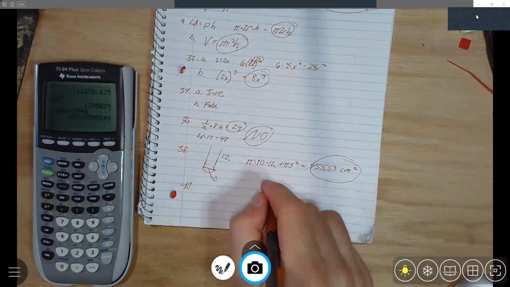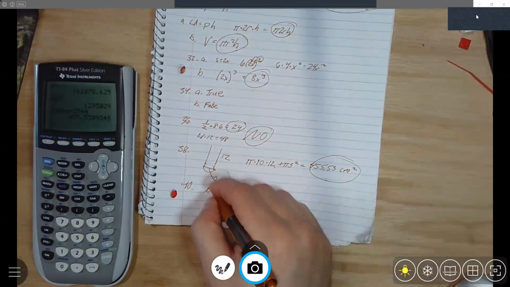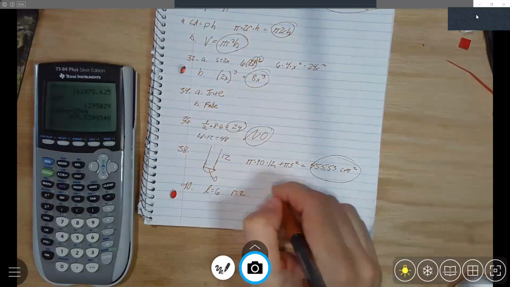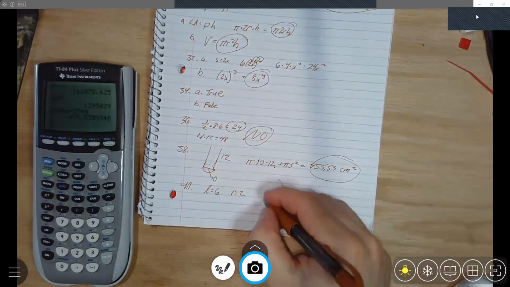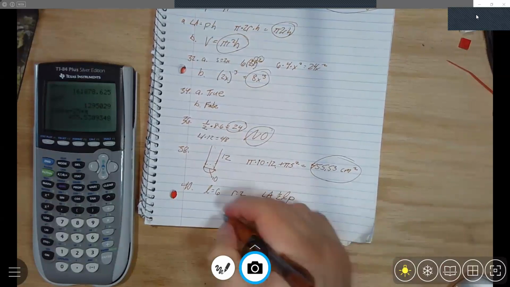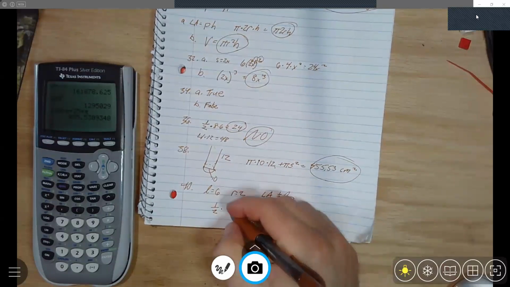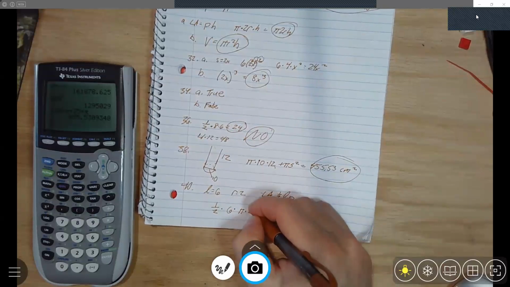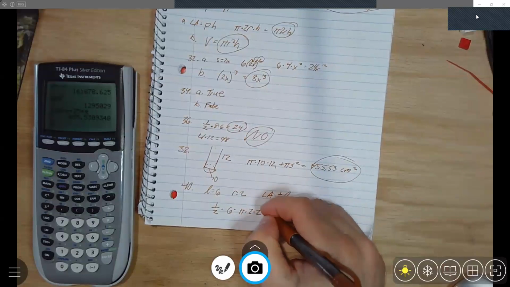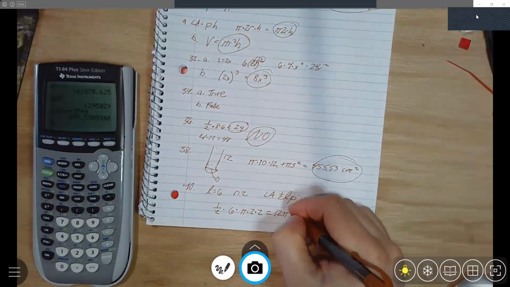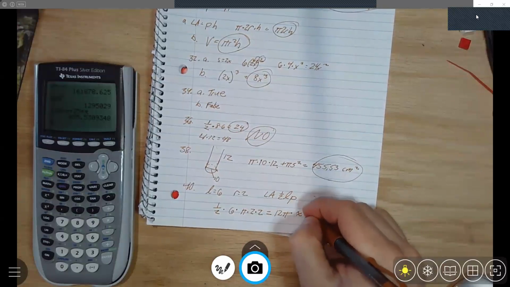A paper holder for an ice cream cone is in the shape of a right cone. If its slant height is 6 and its radius is 2, what is the lateral area? So the lateral area of a cone is 1/2 slant height times the perimeter of the base. So 1/2 times 6, and then the perimeter of the base is pi times 2r, which in this case is also 2. So we've got 12 pi, which is about 37.7.